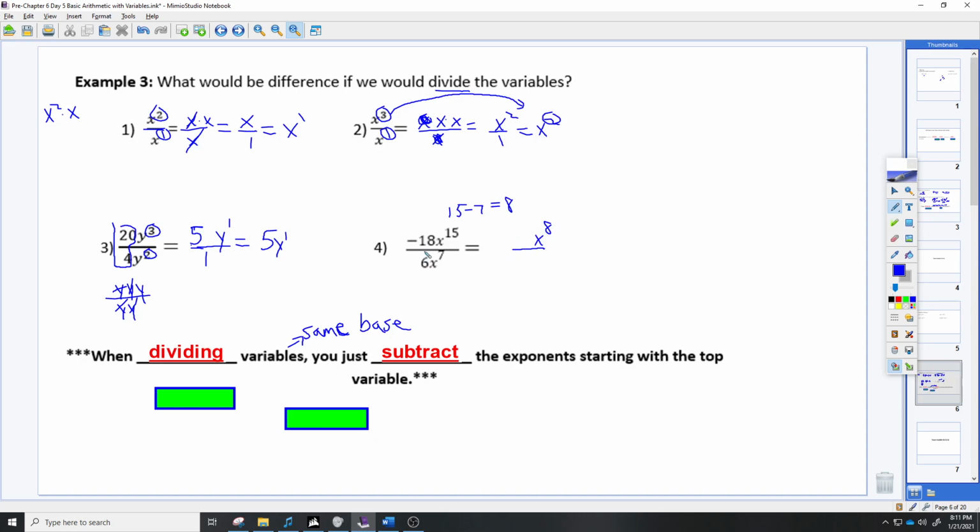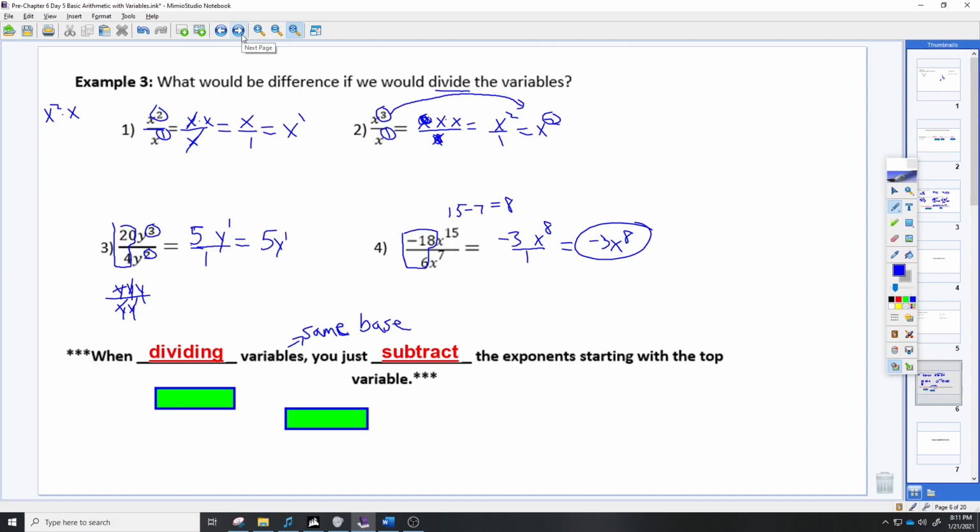And then here we have negative 18 divided by 6. So we actually divide these numbers. Negative 18 divided by 6 is negative 3. So when you divide, it stays on top. If you had it on the bottom, it would be a fraction, right? When you divide these numbers, you don't get 1/3, you get 3. So again, there's nothing left on the bottom. That stuff goes away, and we just get negative 3x to the 8th. And that's your answer.